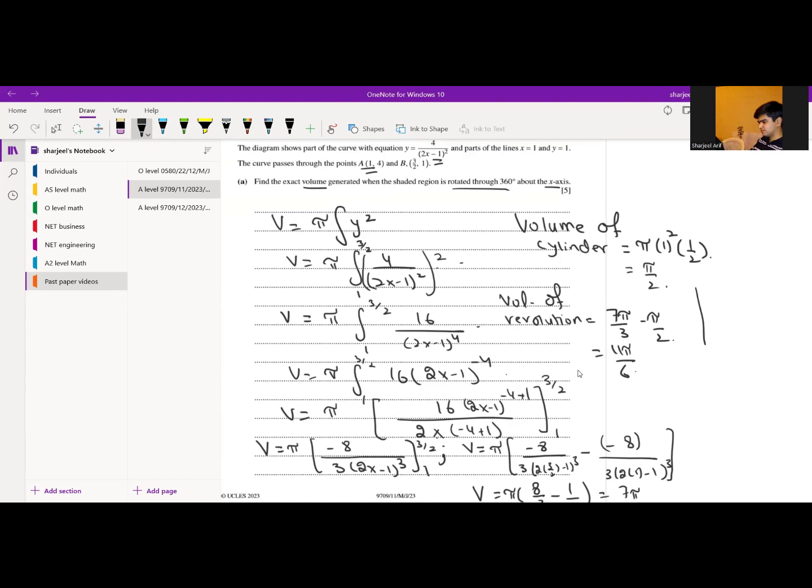You can find the volume of the cylinder by another method as well, by integration of 1 dx by placing pi here and taking the limits as 3 by 2 to 1. You can solve this and deduct it from the volume of the previous part to get the same answer. So that would be your answer.